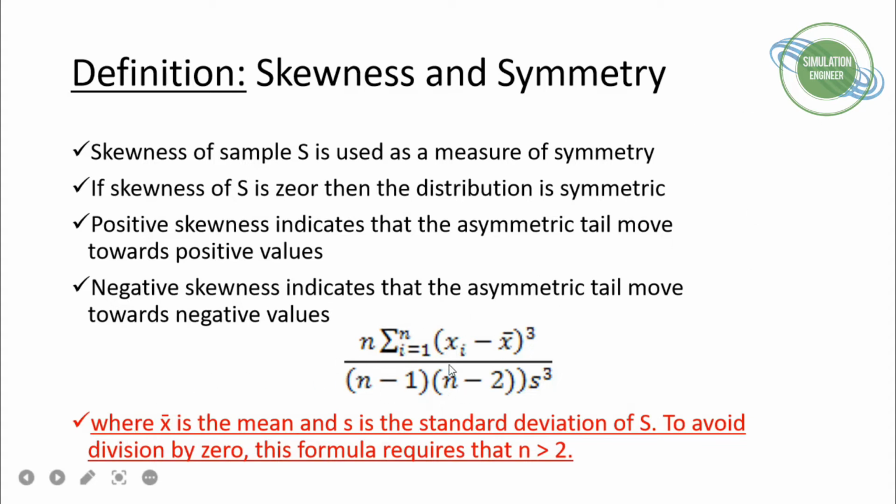So in this formula you can see x bar, which is your mean value, and s is the standard deviation of your samples. In order to avoid division by 0, so you don't get any infinite numbers or errors, we can see in the denominator of this formula n minus 2, so the minimum starting value should be 3. So that formula requires the number of samples to be a minimum of 3.